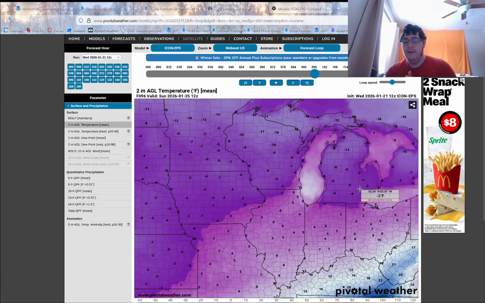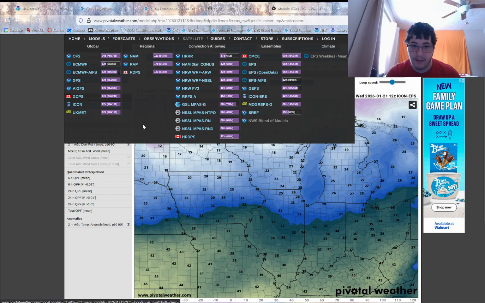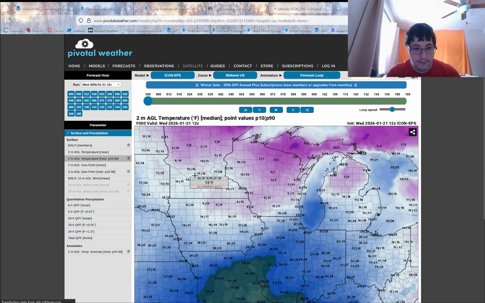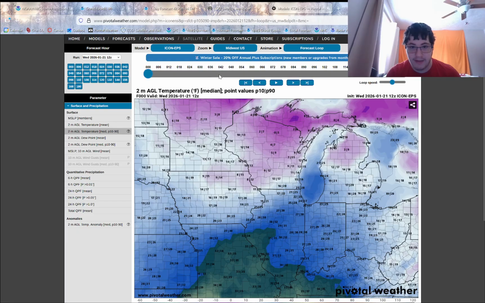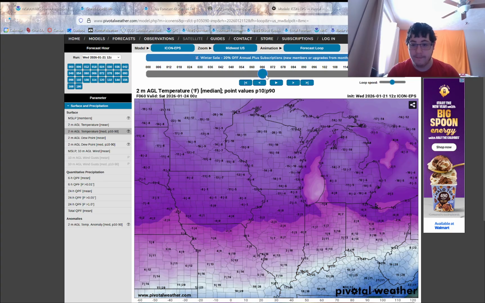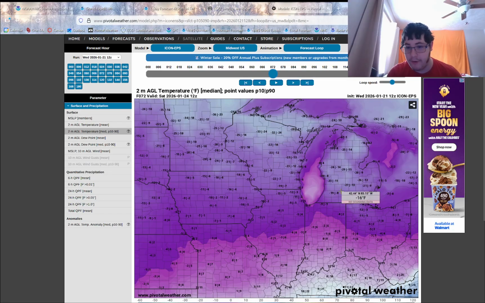Now, do keep in mind that these were the mean temperatures for all of these ensemble models. So all of these ensemble models have a bunch of different member models, and these values were the average across all those models. You could also look, let's stay on the icon here and show the P10 and P90. So that's like the high end and the low end scenario, but with temperatures instead of snow.